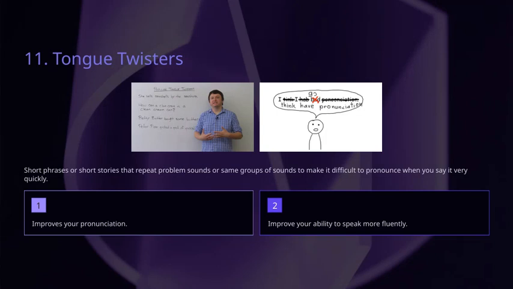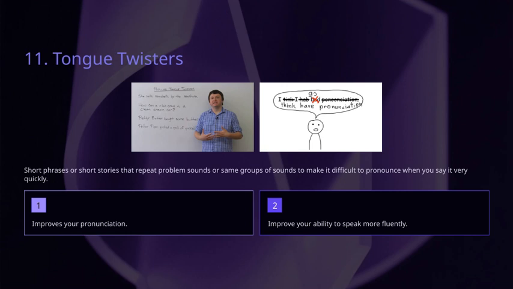Let's talk about tongue twisters. These are short phrases or even short stories that focus on repeating problem sounds or similar groups of sounds. The idea is to say them quickly, which makes it quite challenging to pronounce them correctly. The great thing about practicing tongue twisters is that they really help improve your pronunciation. They force you to pay close attention to how you move your mouth and tongue.